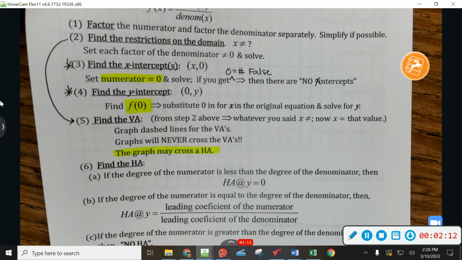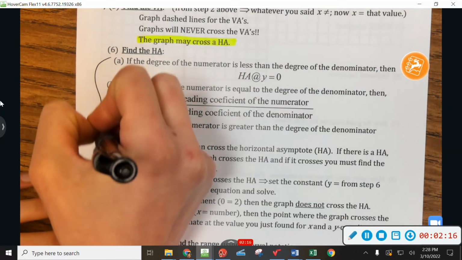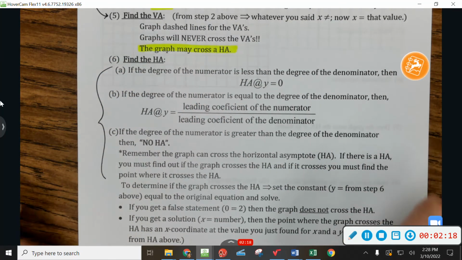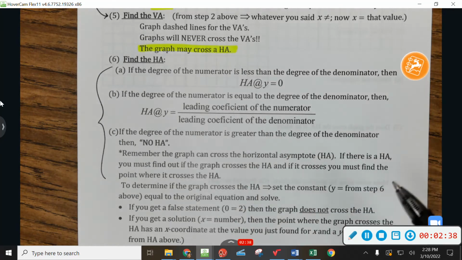The same rules apply for finding your horizontal asymptote. These 3 key points, if your degree of the numerator is less than the degree of your denominator, then your horizontal asymptote is y equals 0. If the 2 degrees are equal, remember you take the coefficients of that leading degree term. So you take the ratio of the leading coefficients. If the numerator is greater than the denominator, then it's going to be none. You don't have a horizontal asymptote. Okay?